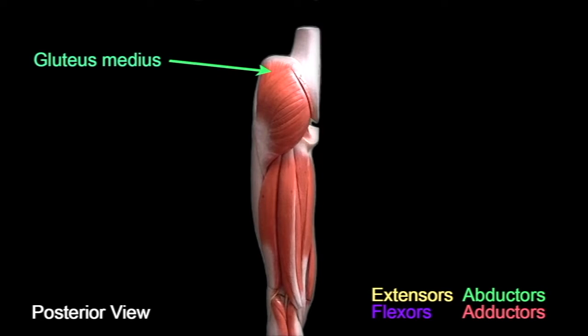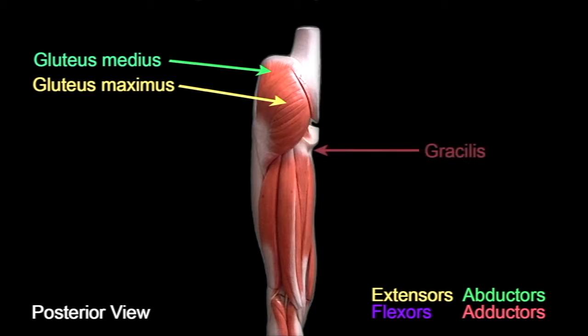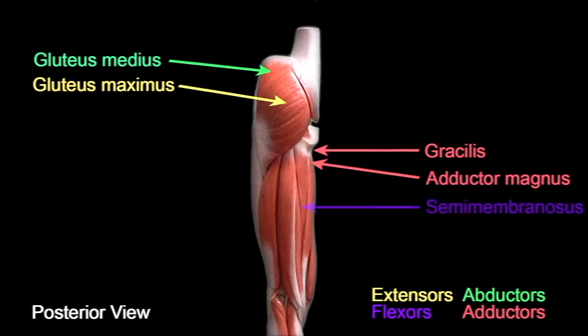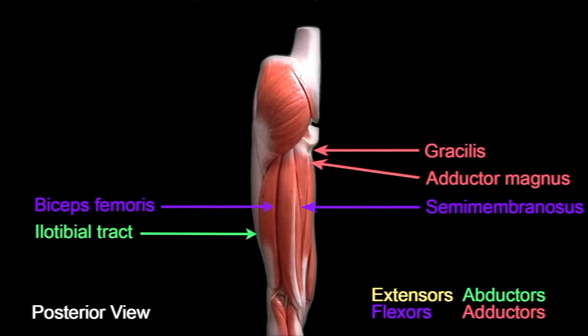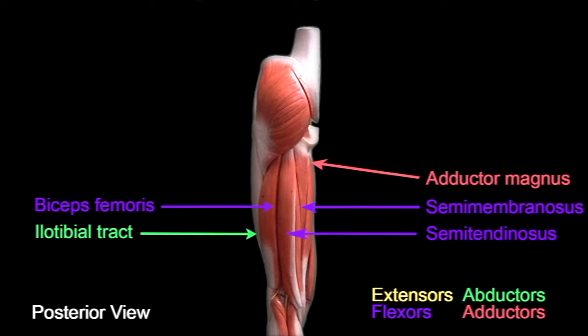Gluteus medius, gluteus maximus, gracilis, adductor magnus, semimembranosus, biceps femoris, iliotibial tract, semitendinosus, semimembranosus.